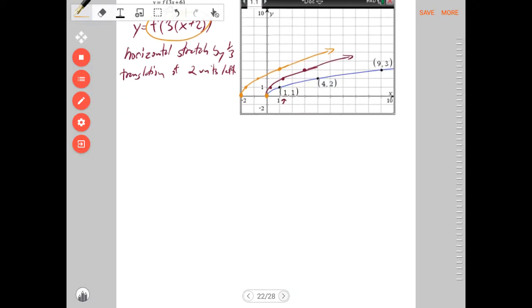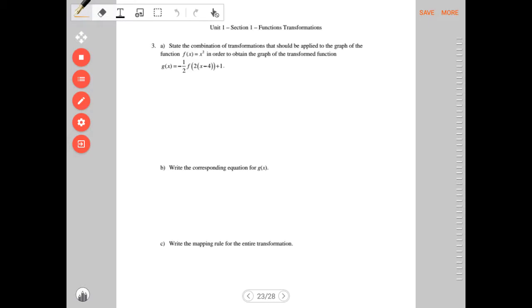Awesome. Okay, next, number 3. State the combination of transformations that should be applied to the graph of x squared in order to obtain the graph of this thing. Oh, that's big. Well, if we have a look at this, we're going to do the stretches first. And again, we could do the reflections first. It doesn't matter, they're on the same level, but we might as well pick something and stay with it. So stretches first.